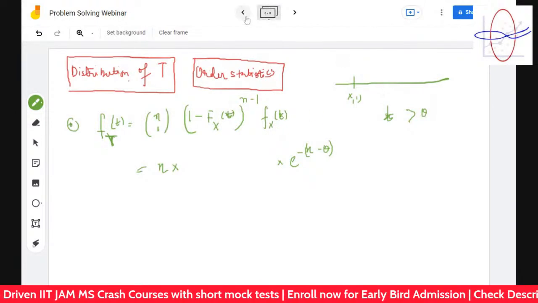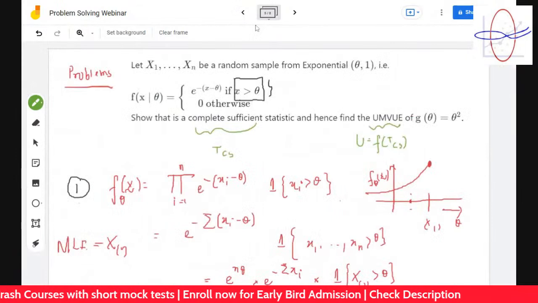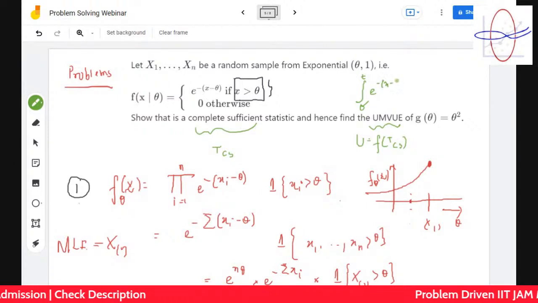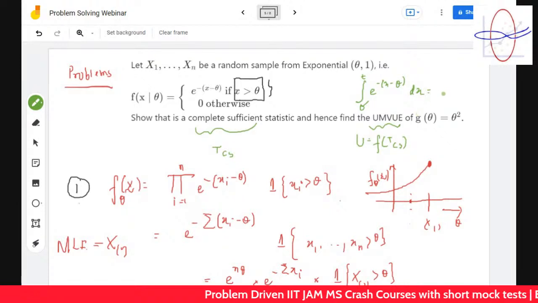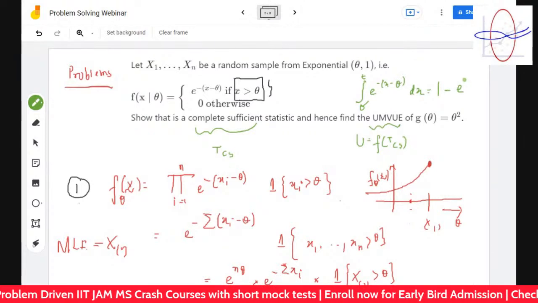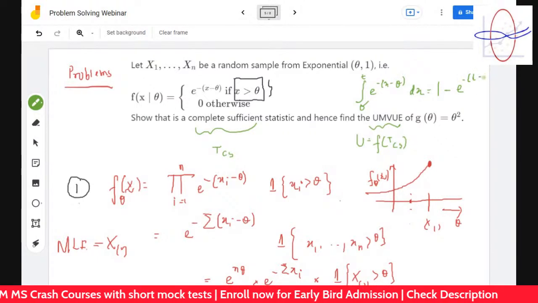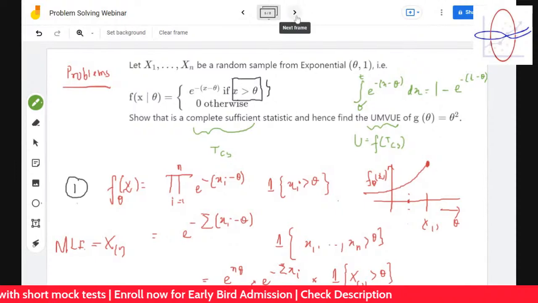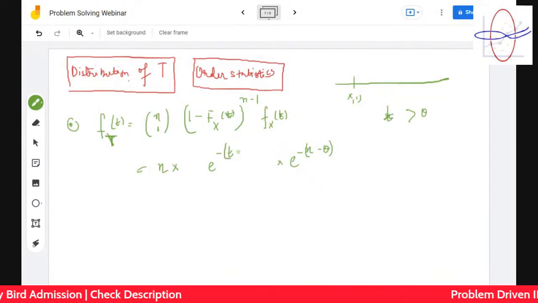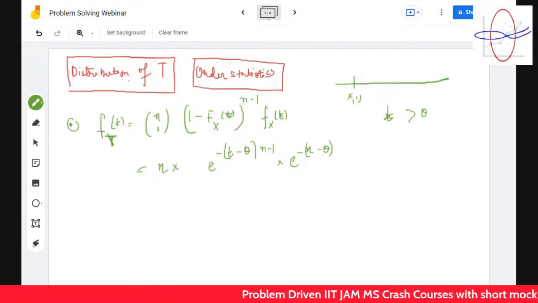So integration of this will give rise to what? Can someone tell it to me? Integral from theta to t of e to the power minus (x minus theta) dx will be turning out to be, anyone? 1 minus e to the power minus (t minus theta). And you will see it's 1 minus 1, so (e to the power minus (t minus theta)) whole to the power n minus 1. This is what you will get over here, right?